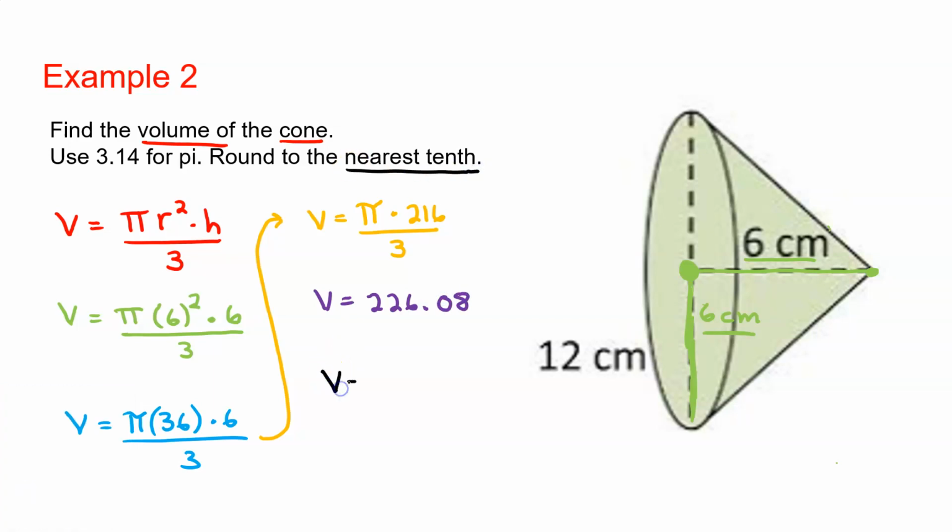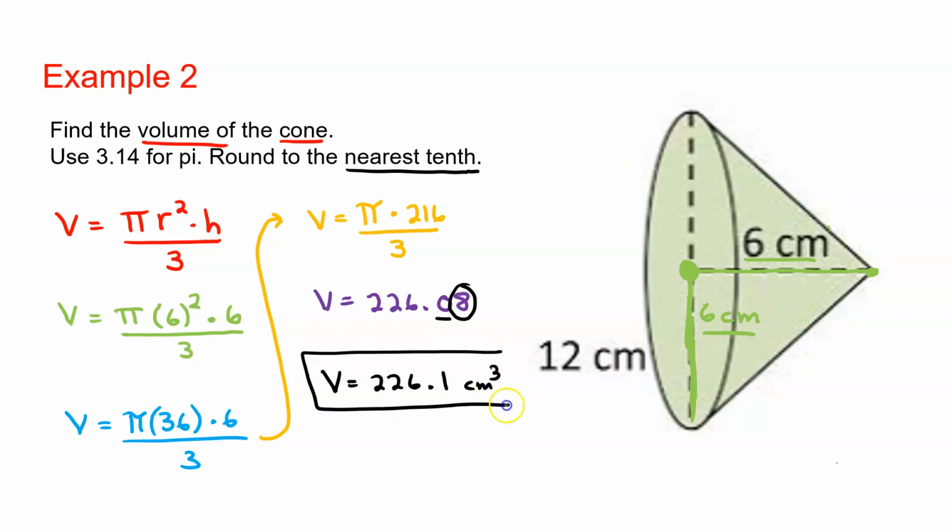So my volume here should be, this is the tenths place, 1 spot after the decimal. If I look at the right, that's an 8. We're going to round up. That should be 226.1 cubic centimeters, or centimeters to the third power. Okay, that's how much space that cone is taking up.